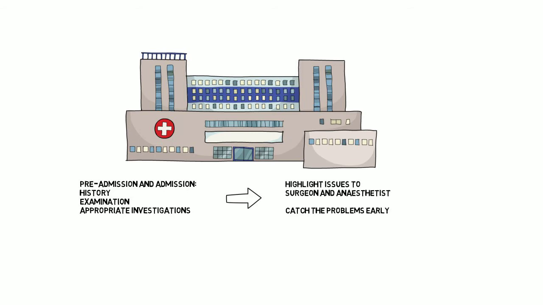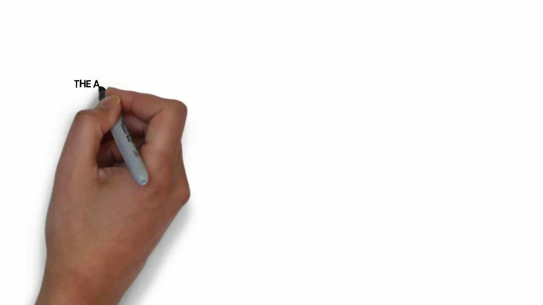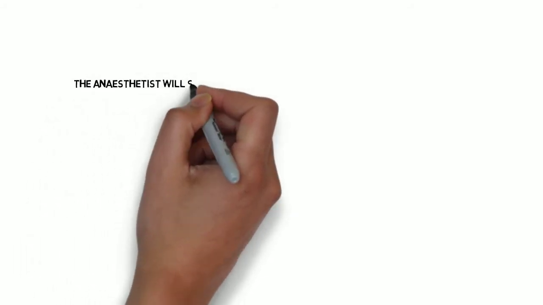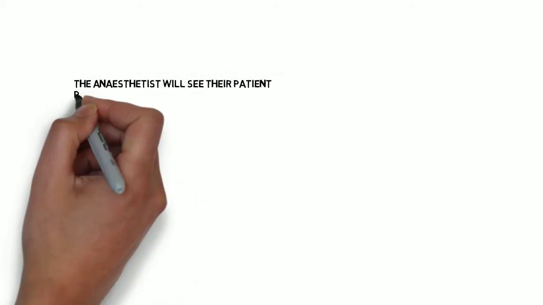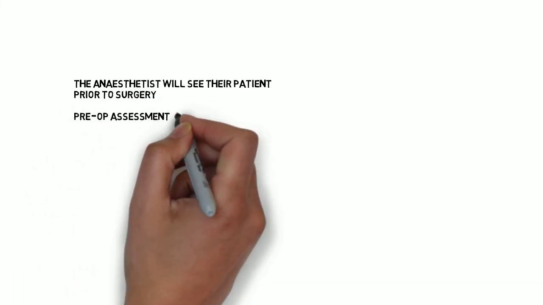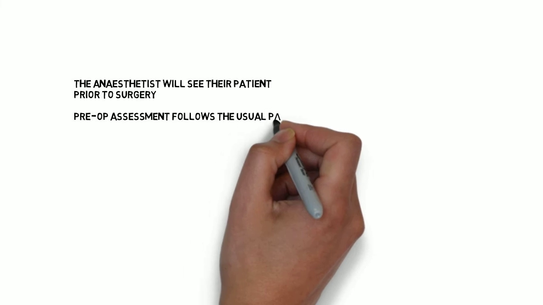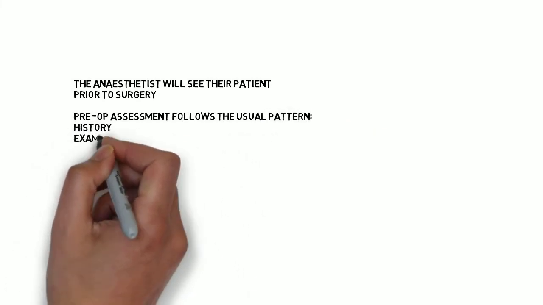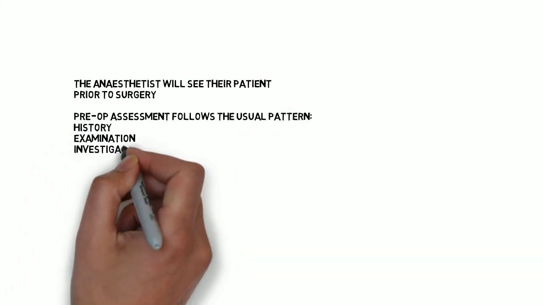Any problems they identify must be promptly highlighted to the surgeon and anaesthetist. Early communication of problems can prevent late cancellations. Anaesthetists like to know about any problems as early as possible. Please let them know. The anaesthetist may see the patient in a specialised pre-operative assessment clinic a few weeks prior to surgery, or on the ward the night before, or on the day of surgery. Each anaesthetist is ultimately responsible for the pre-operative assessment of their patient.